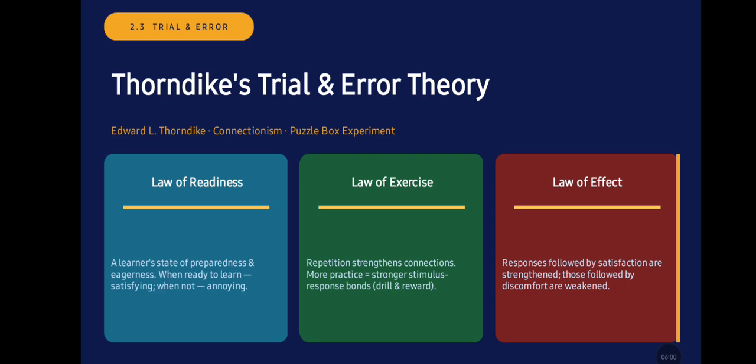Next is trial and error, that is Thorndike's trial and error theory. Law of readiness: a learner's state of preparedness and eagerness. When ready to learn, it is satisfying; when not, annoying. Law of exercise: repetition strengthens connection. More practice, stronger stimulus-response bonds. Law of effect: responses followed by satisfaction are strengthened, those followed by discomfort are weakened.